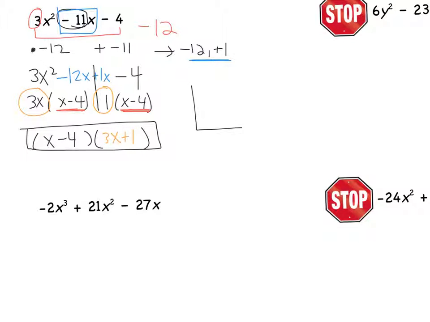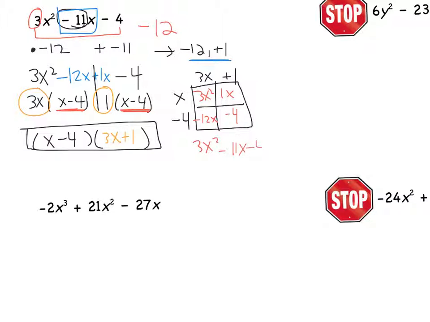Now, of course, it's a good idea to check your answer. So we're going to do that. So we have x minus 4 and 3x plus 1. 3x times x is going to give me 3x squared. 1 times x is 1x. 3x times negative 4 is negative 12x. And 1 times negative 4 is negative 4. Combining like terms, this becomes 3x squared minus 11x minus 4, which is what we started with.